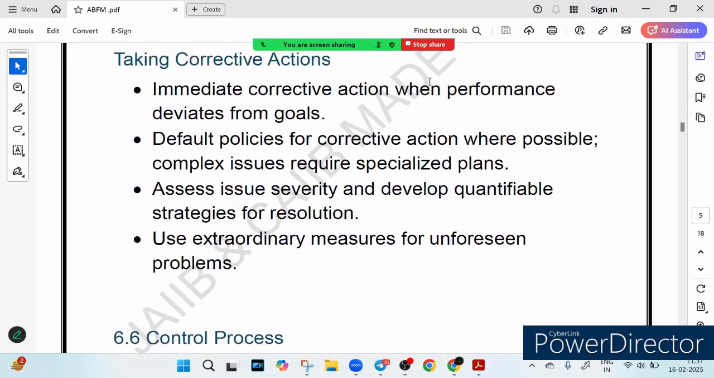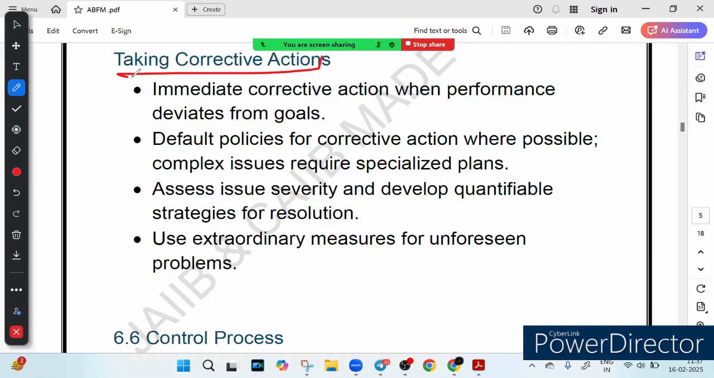So we are talking about the steps involved in the controlling process. Step 3 is to take corrective action. What if things go off track? The company needs to act fast to fix the issue. There are two ways they can fix the issue. The first is called default fix.